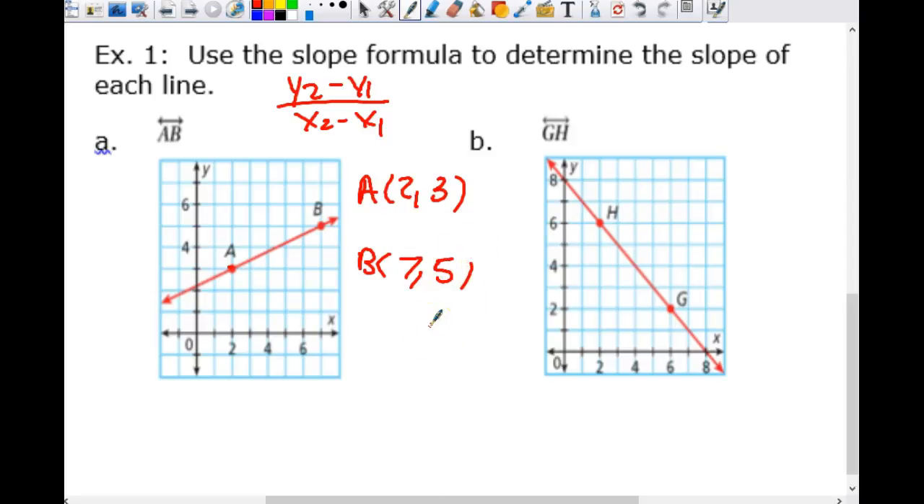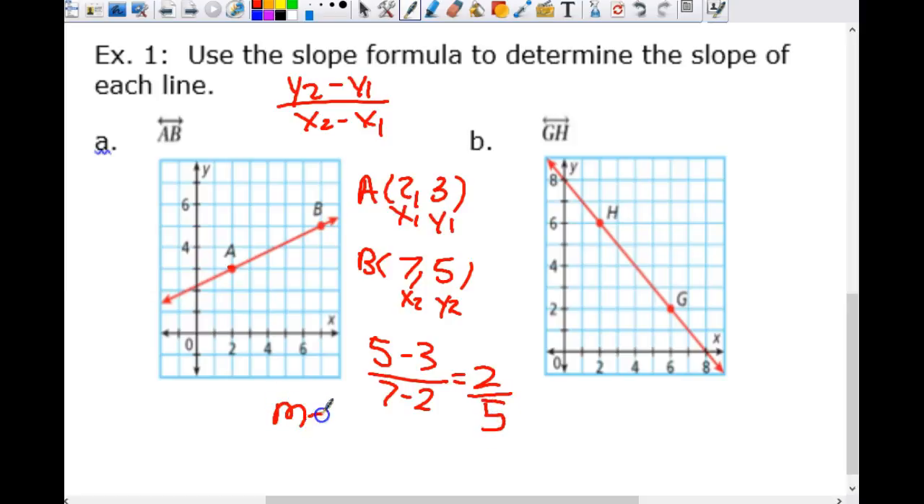Step number 3, label x1, y1, x2, y2. Fourth step, plug it into your equation. y2 is 5 minus y1 is 3, divided by 7 minus 2. That is equal to 2 over 5. So our slope is equal to 2 over 5.